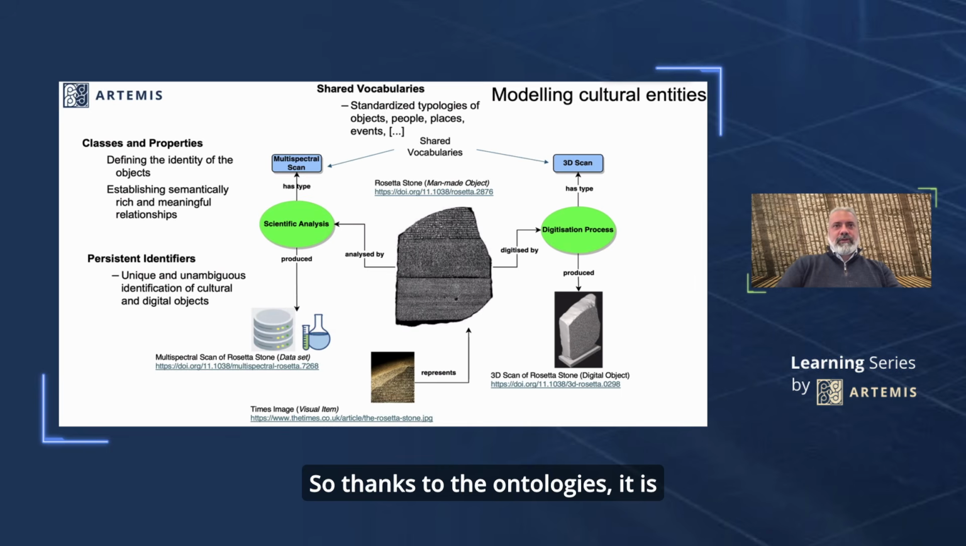So, thanks to the ontologies, it's possible to model cultural entities in all their facets. It is also possible to represent their identity and to define it, to describe their origin and their life cycle in an unambiguous way, and it's also possible to spatially and temporally relate them to the events that created them and in which they were involved during their existence.